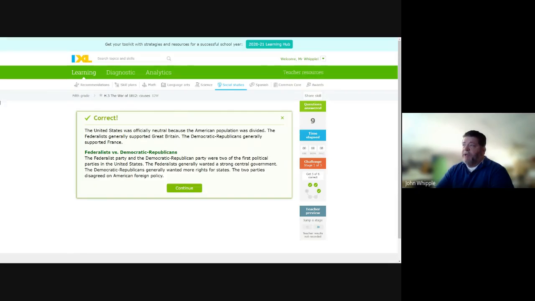Okay, the United States was officially neutral because the American population was divided. The Federalists, and this is important, generally supported Great Britain. Okay, and remember, the Federalists supported Great Britain.